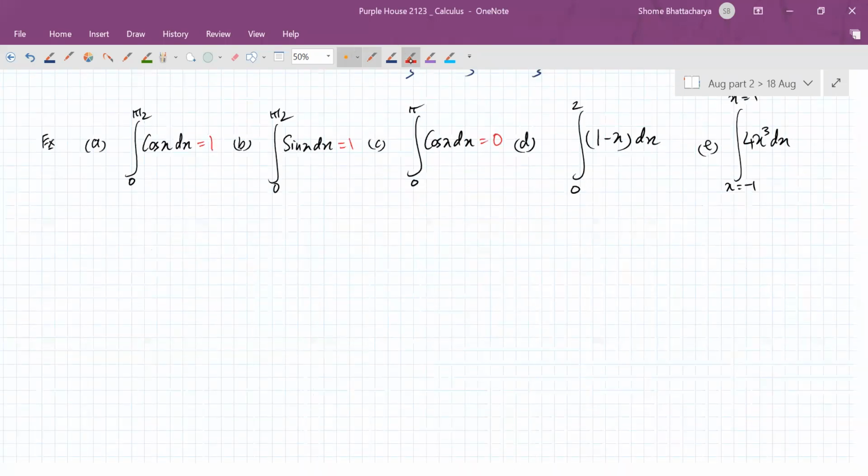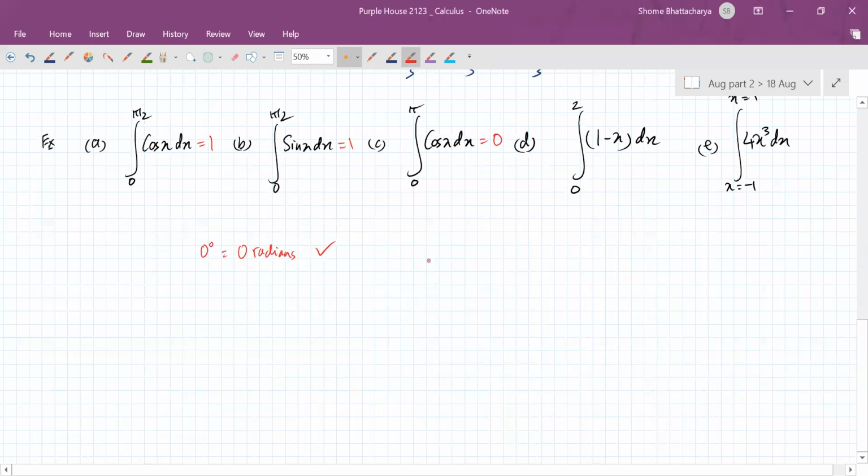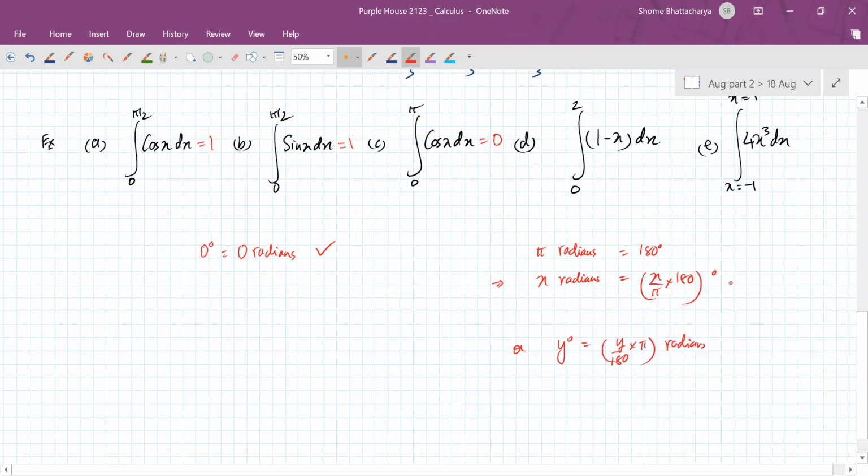Now I have received one doubt from somebody, that is, is 0 degrees the same thing as 0 radians. Yes, that is true, because the relationship between radians and degrees is that pi radians is equal to 180 degrees. Therefore, x radians is equal to x upon pi into 180 in degrees, or y degrees is equal to y upon 180 into pi radians. So you can see that relation.